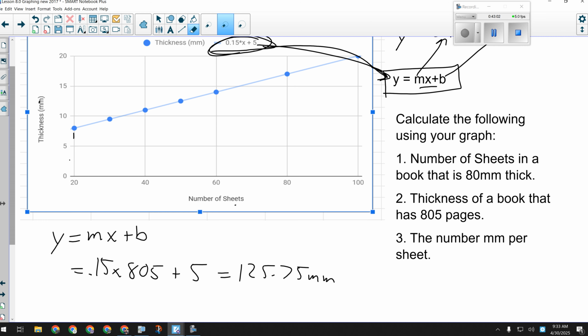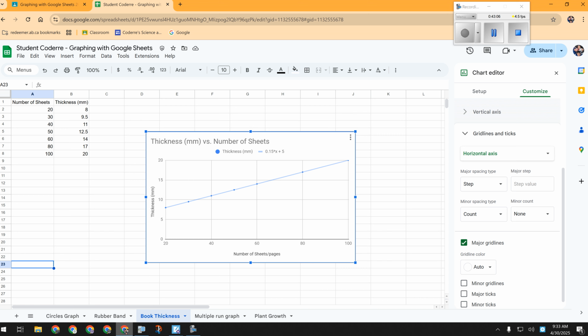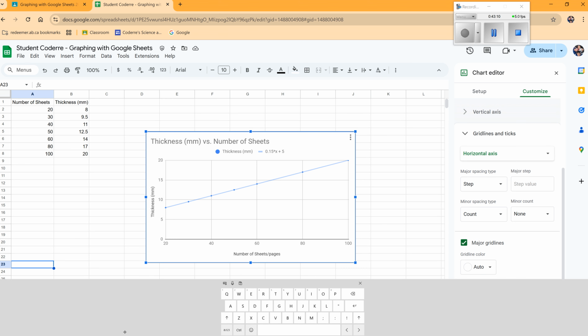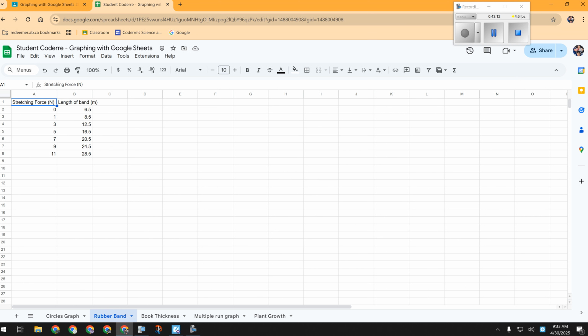Okay? All right, let's look at the rubber band graph, and then we'll go to the multiple run graph. See what you remember here. I want you to build the graph, just like we built the last one. Highlight it, insert chart, build it, put the equation for the line on it. Okay?